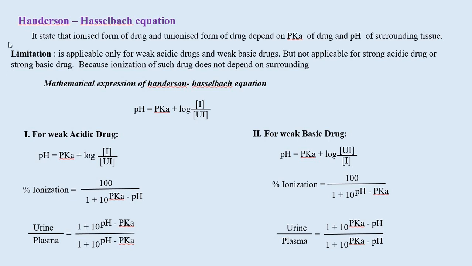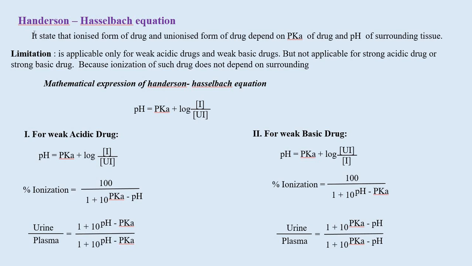Then under dissociation constant, the next heading is the Henderson-Hasselbalch equation. He was one of the scientists, and he gave the concept of dissociation constant. Based on that, he gave one expression for weak acidic and weak basic drugs. From that mathematical formula, we are able to calculate how much quantity of the drug gets absorbed in the body, and how much quantity of the drug is eliminated from the body.